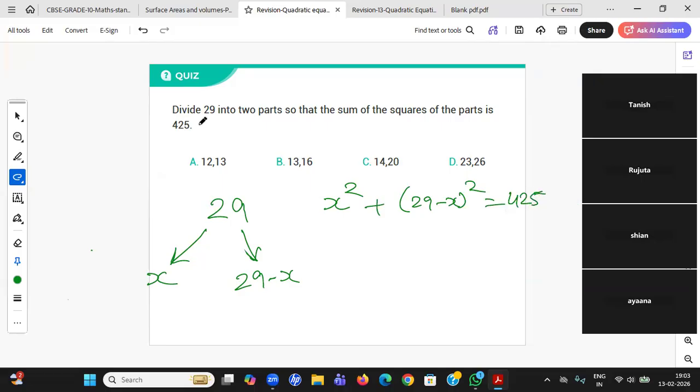So divide 29 into two parts. I took one part as x. Another part will automatically be 29 minus x. Don't take x minus 29, student. The x is a part of 29, so 29 will be more, x will be less. Anyhow, that doesn't change your answer here. That's fine. But please, let one part be x, another part will be 29 minus x. So I have divided so that the sum of the squares, x square plus 29 minus x whole square, equals 425.